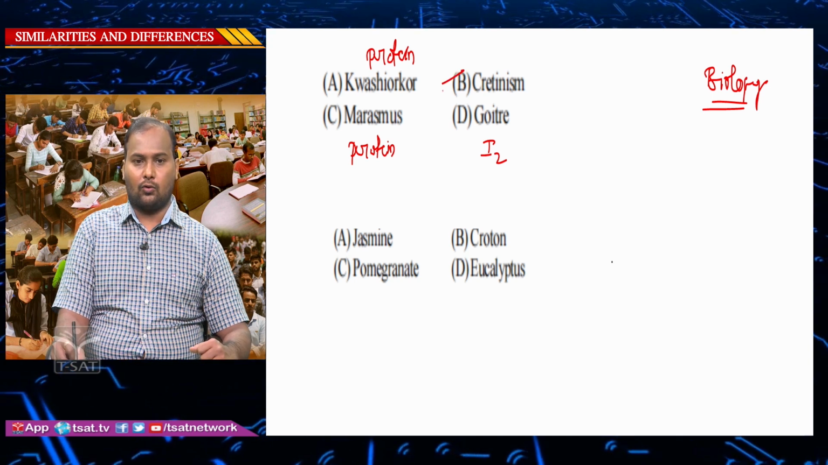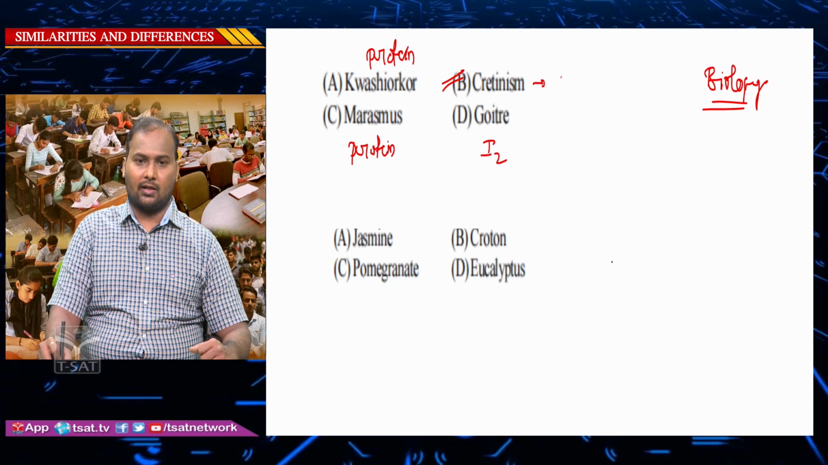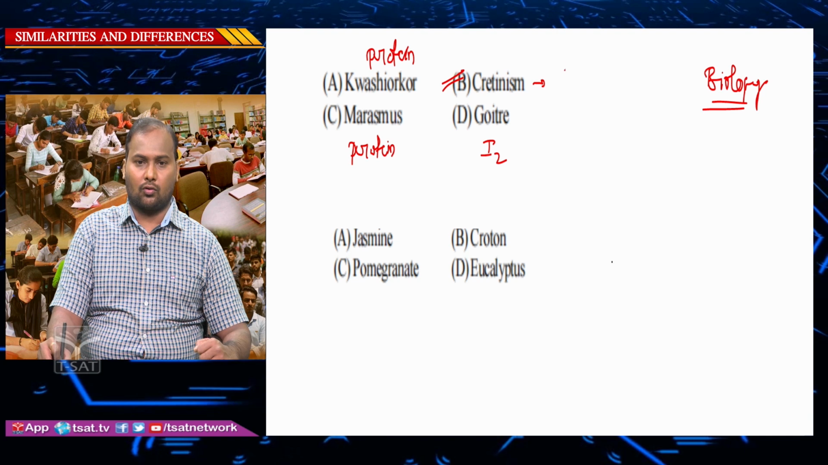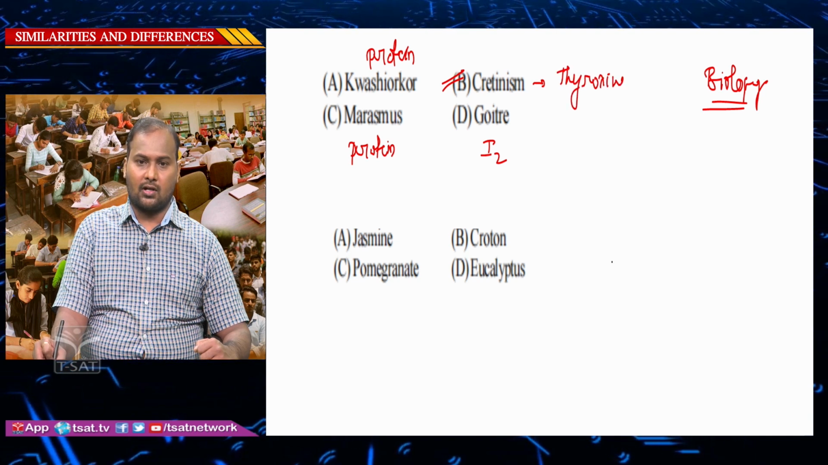But if you come to option B, that is cretinism, this is due to the insufficient production of the hormone called thyroxine in case of children.